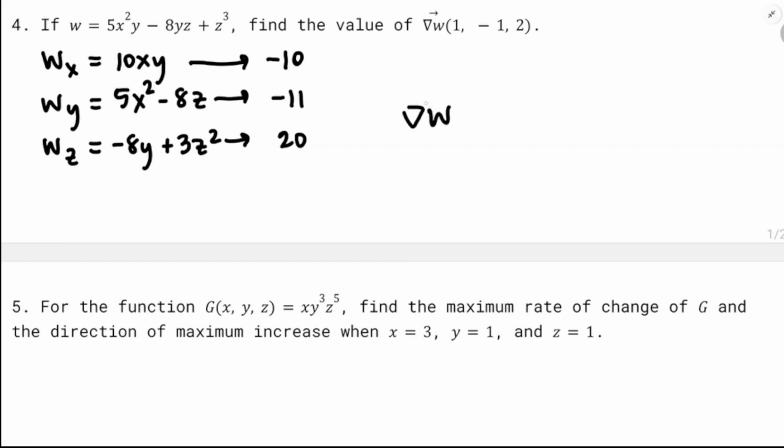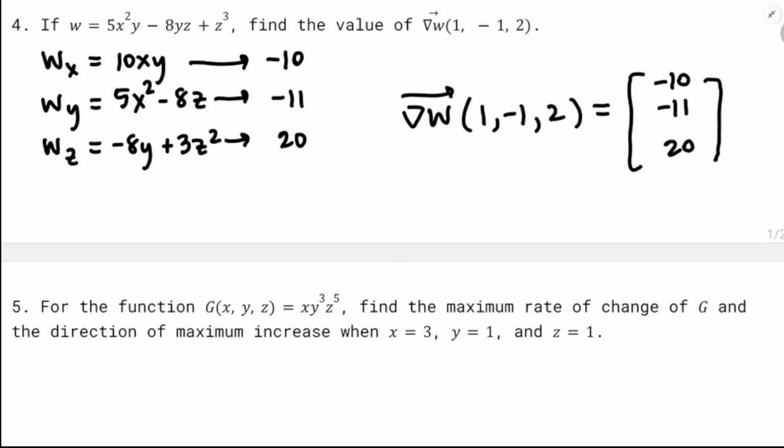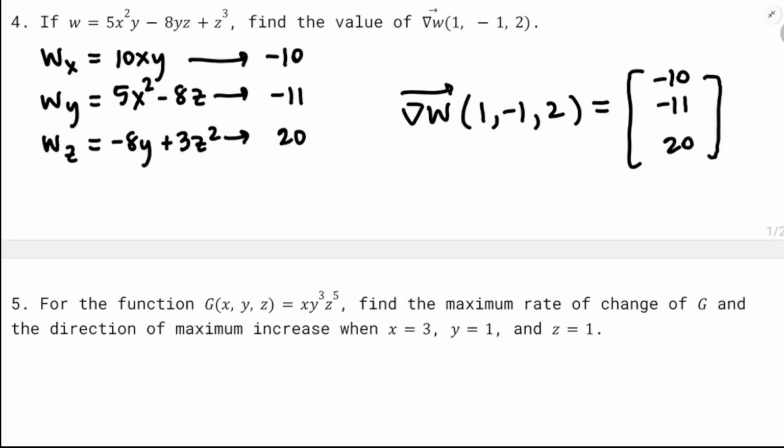So I'm going to say the gradient of w at the point where x is 1, y is -1, and z is 2 is going to be the vector -10, -11, and 20. And hopefully I've done a good job so far of displaying my vectors in different ways and reminding you that you can write it vertically if you really like linear algebra, or you can write it like a point if you want. You don't even have to use the pointing brackets.